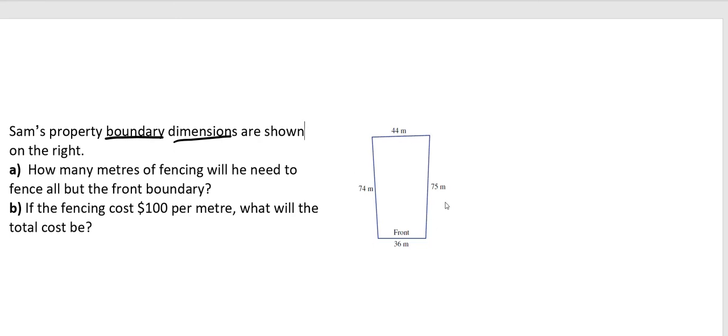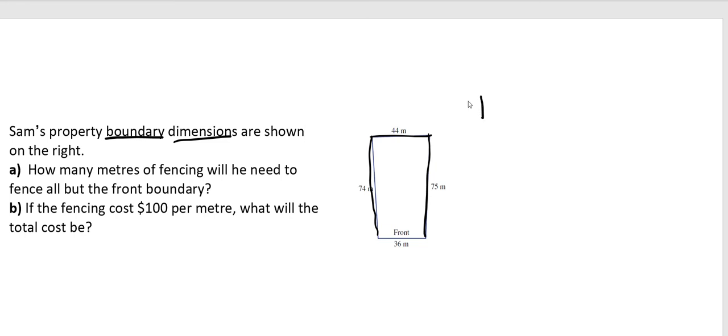It's all measured in meters. Check our units as well. So how many meters of fencing will he need to fence all but the front boundary? And that makes sense because we don't usually have a big fence at the front of a house. The fence along the sides of a house is different to the front. Okay, so we've got to find that perimeter, that boundary. Not the whole shape, just from here to there. The front is not included.